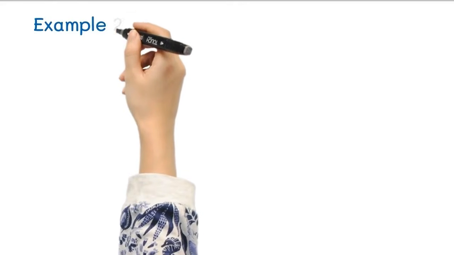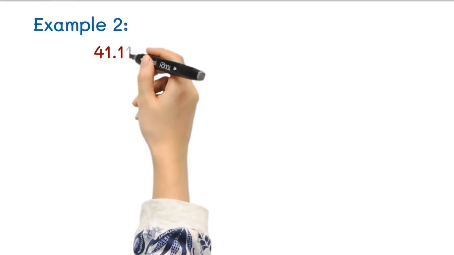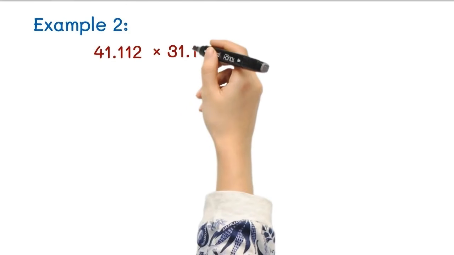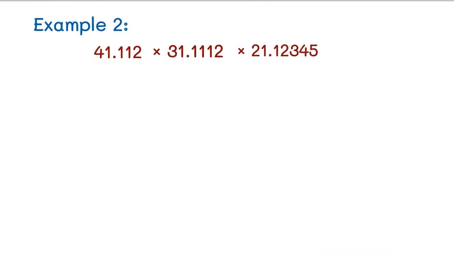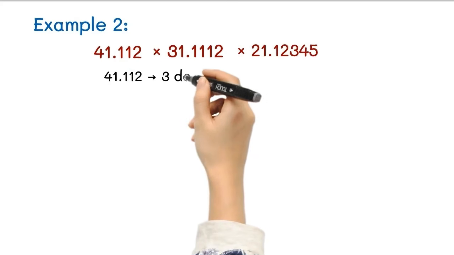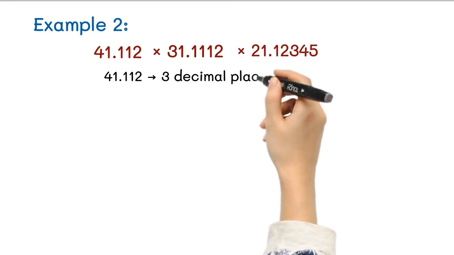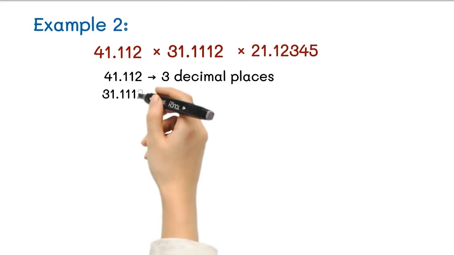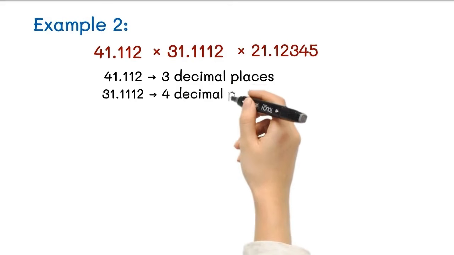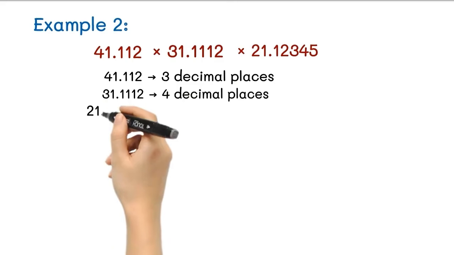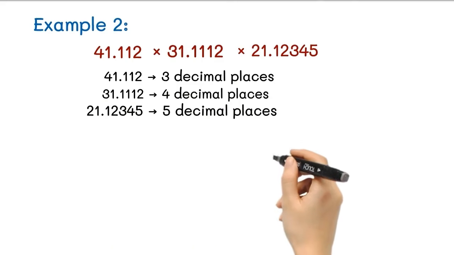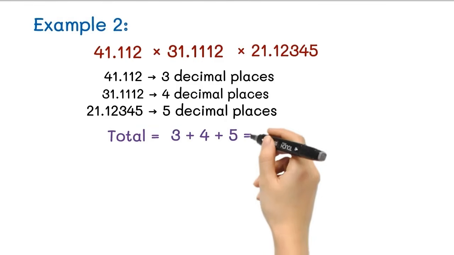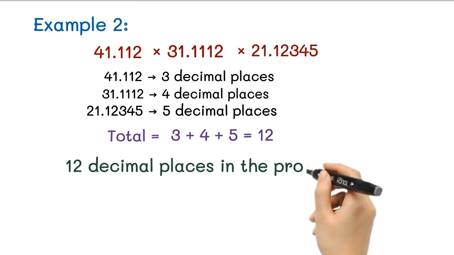Example number 2. 41.112 times 31.1112 times 21.12345. Here 41.112 includes 3 decimal places. 31.1112 includes 4 decimal places. 21.12345 includes 5 decimal places. So total is 3 plus 4 plus 5 equals 12. That's why there are 12 decimal places in the product.